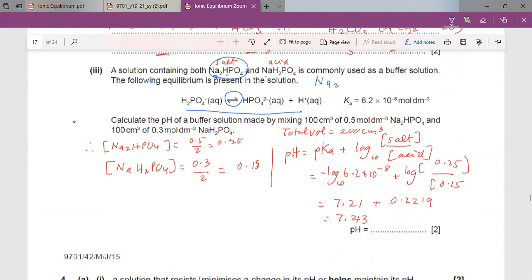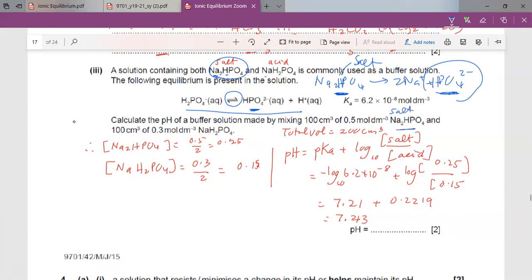Because with Na2, theoretically this will give you one direction because it will dissolve to give you two Na plus and your HPO4 2- ion. So this and this are the same, which means the concentration of your HPO4 comes from the salt. It's a salt. Okay, so they say, well, here, this is your salt.